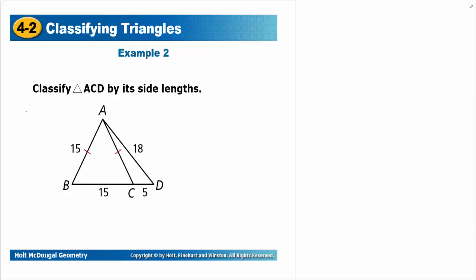But example 2 here, classify triangle ACD. So now we're just doing the same thing we were doing before, just we have all these other triangles that we can apply as well. So triangle ACD by the side lengths. I'm looking at this triangle right here, ACD. That's the one on the right. Because I have the little tick marks, I know that's 15. So I'm going to look at my 3 sides. I have 3 different sides. If you know your definitions, you know that triangle ACD is scalene.